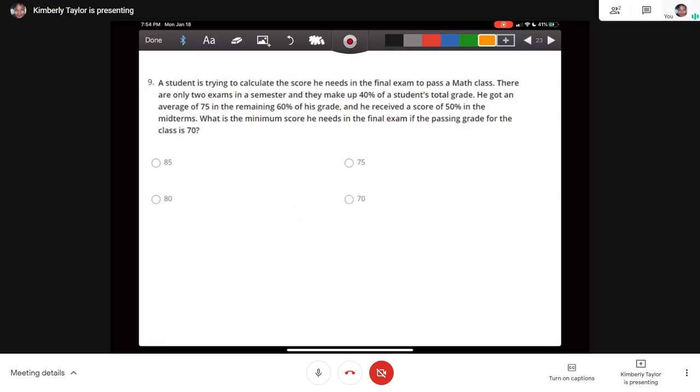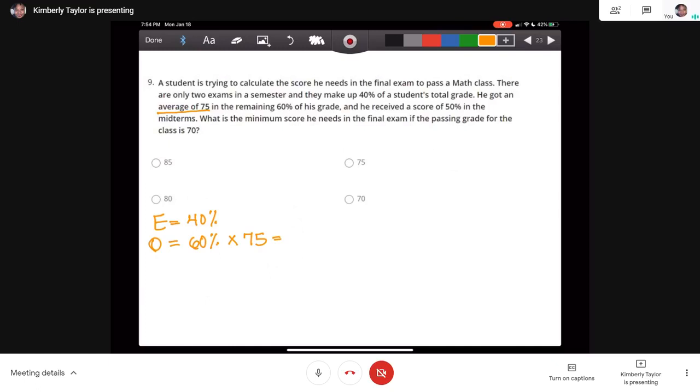So first off, there are only 2 categories. There's one category for the exams, and then 60% for all the other activities that they have in the class. So the category for exams is 40%. And then we'll just say O for other is 60%. Now they already said in the other category he has an average of 75. So we know we're going to multiply that by 75, okay? And then we'll get an answer for that.